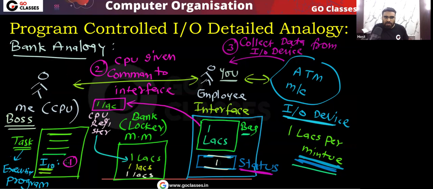So when the task is over, now the CPU, this boss, this bank manager, will execute I11, I12, I13. Is this clear? Please tell me. So this is your programmed controlled IO. This complete analogy, did you understand? Let me know. This is the complete concept, and this is what actually happens. Everything I told you, did you understand what happens in the programmed controlled IO?